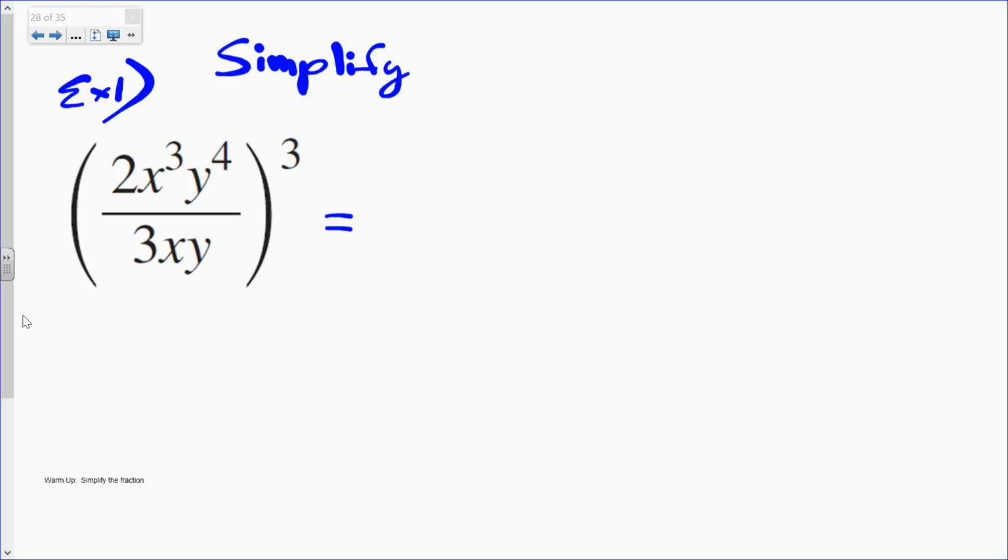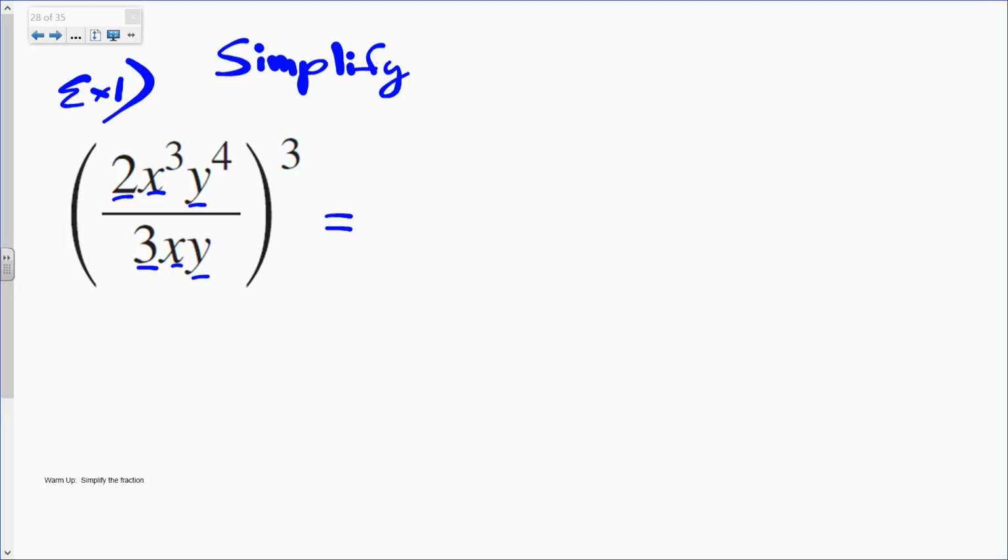So I see a bunch going on in this parentheses raised to the power. So what I'm going to do is I'm going to use the second rule, I think. Actually, the third rule. The third rule says if you have a bunch of items inside parentheses and you have a power outside it, just take every item to that power outside the parentheses. So here we go. I got a 2, I got an x to the 3rd, I got a y, I got a 3, I got an x, and I got a y. I'm going to take every item to the 3rd power.